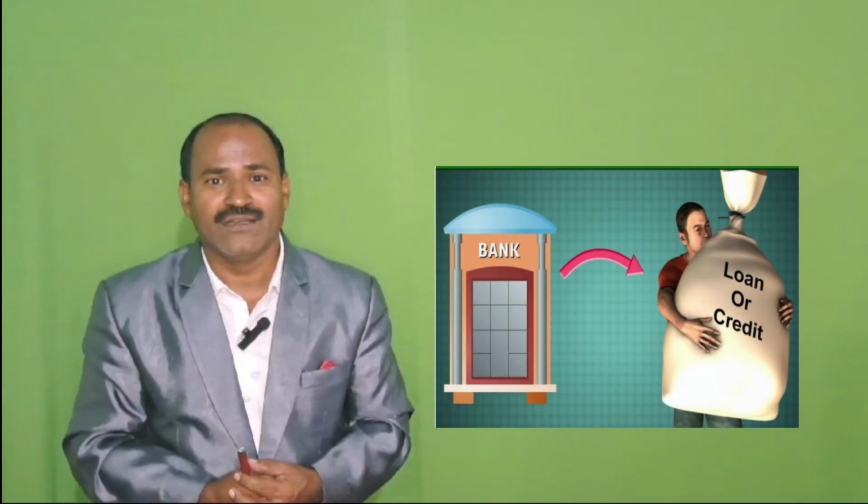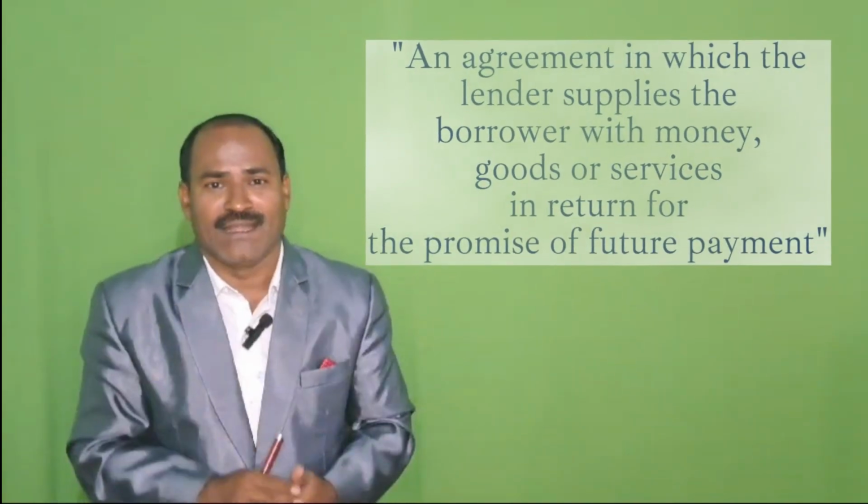Credit is a loan. Credit is nothing but an agreement between the lender and the borrower. An agreement in which the lender supplies the borrower with money, goods or services in return for the promise of future payment. This is nothing but credit or the loan. Clear, children? You can quote this statement. What do you mean by credit? An agreement in which the lender supplies the borrower with money, goods, services in return for future payment.